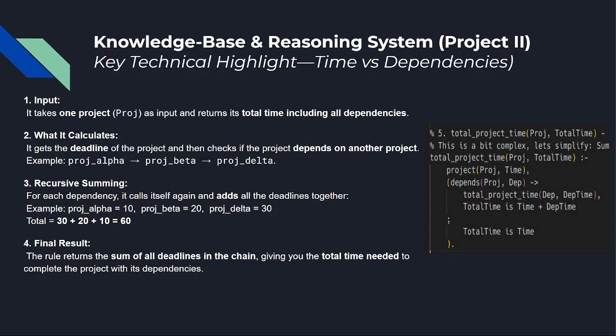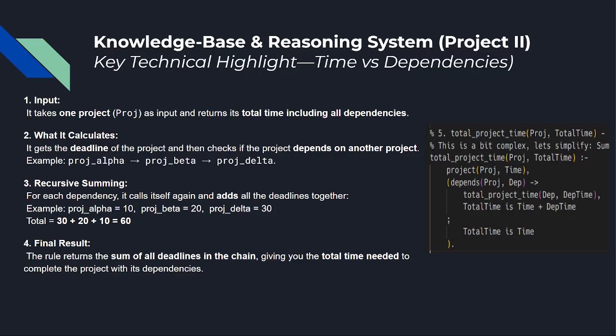In this slide, I will be explaining the time versus dependency for our project. In this case, we can take a real world example, since a project rarely exists in isolation. Which means one task depends on another, which depends on a third task. So this basically explains the Prolog calculation method for total time needed when we have cascading dependency. So it takes in the input for one project, returns the total time needed including all dependencies, and what it does is it calculates the dependency chain.